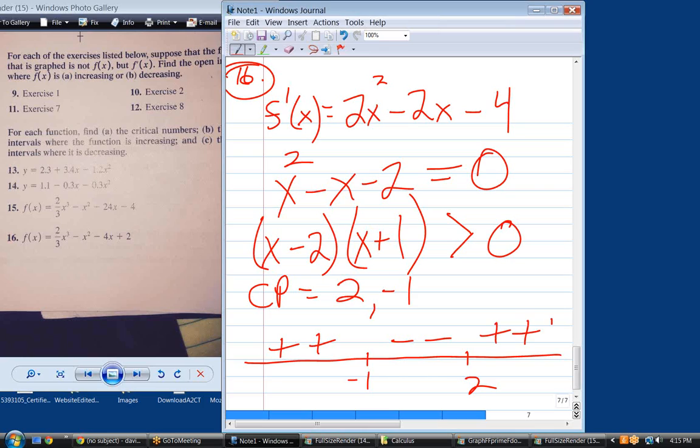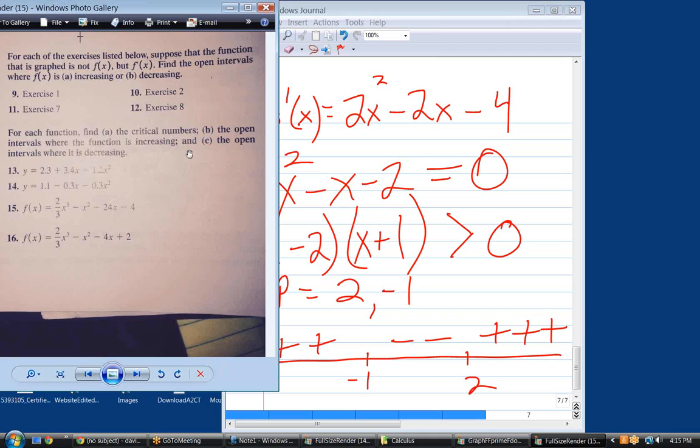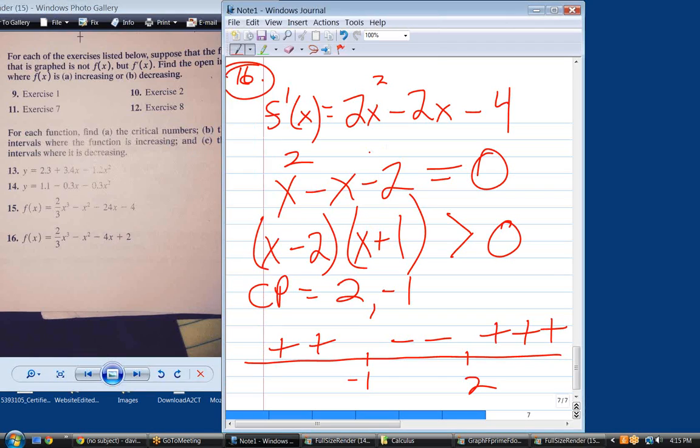Okay. So to answer the question, what intervals is the function increasing on? It's increasing from negative infinity to negative 1, and 2 to infinity. Okay, and it's decreasing between negative 1 and 2. Cool.